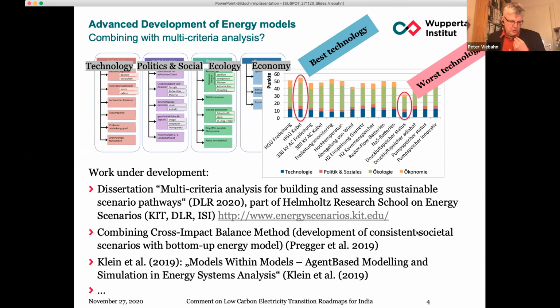So I think it's quite interesting to go on with this exercise together with modelers, together with technology assessment colleagues, and maybe it could also be an interesting task for your group, your institute, and other Indian institutes, together maybe with us or with DLR or other research institutions in Germany.